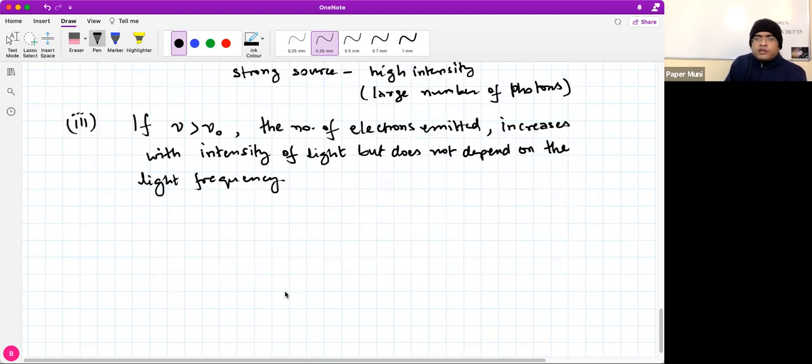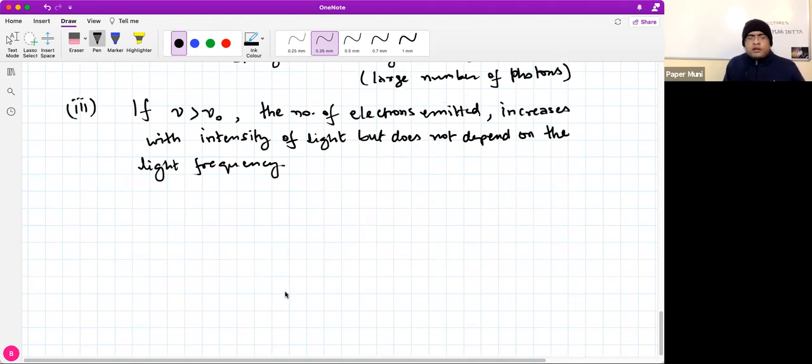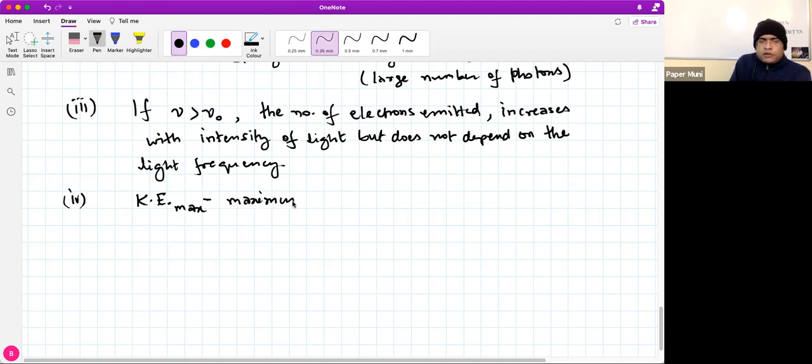All right, but does not depend on the light frequency. Now, in this case, the last observation is that the maximum kinetic energy, KE max, depends on... So KE max is the maximum kinetic energy of electrons. So let me write it down. Maximum kinetic energy of photoelectrons.